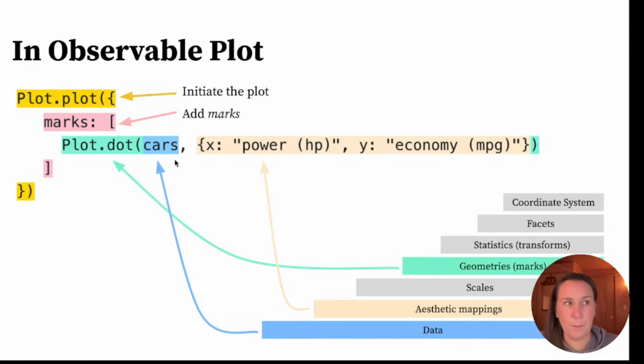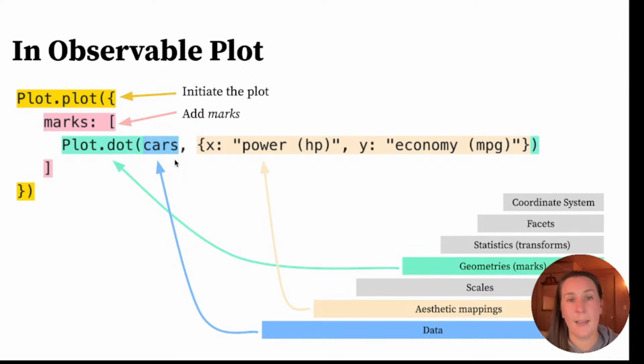But there are also other marks: Plot.line, Plot.bar, Plot.text. So there are many different marks built into Plot. And within that geometry or mark, within that Plot.dot mark, the first argument is the data. And then following that, we have these aesthetic mappings.